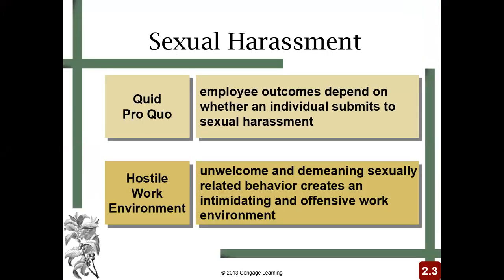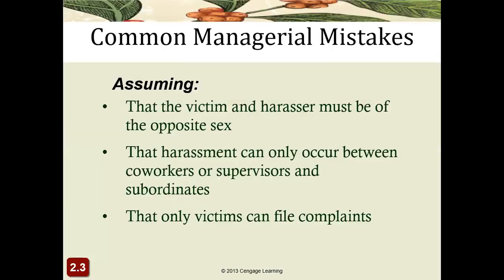Sexual harassment has two areas. One is quid pro quo, where employee outcomes depend on whether an individual submits to sexual harassment. Two is hostile work environment, where unwelcome and demeaning sexual-related behavior creates an intimidating and offensive work environment. So again, two areas: quid pro quo, where the employee does something in favor of the harassment, and hostile work environment, where unwelcome, demeaning sexual-related behavior in the workplace is offensive and most times intimidating.